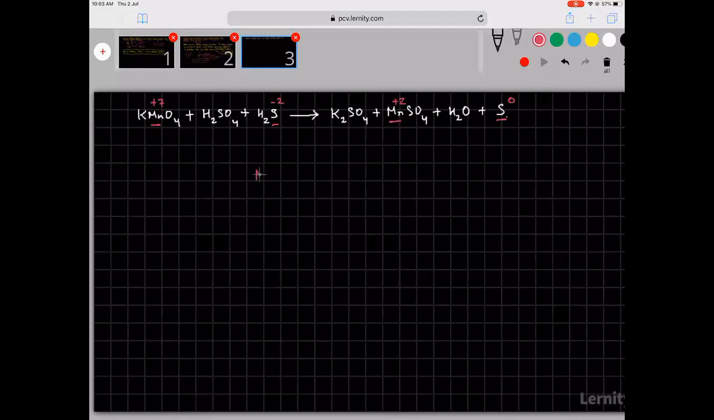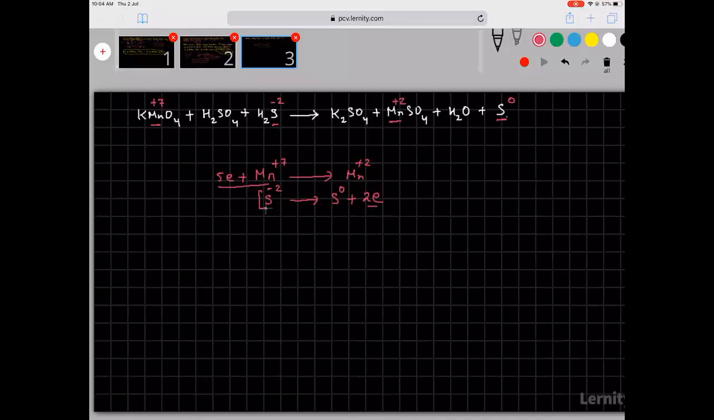Manganese from +7 is becoming manganese +2. This can happen by manganese accepting 5 electrons. The same way, the sulfur is in the -2 state and it is becoming sulfur in the 0 state. This can happen by sulfur giving 2 electrons. Now you see manganese seems to be taking 5, but sulfur seems to be giving only 2. So this is not possible.